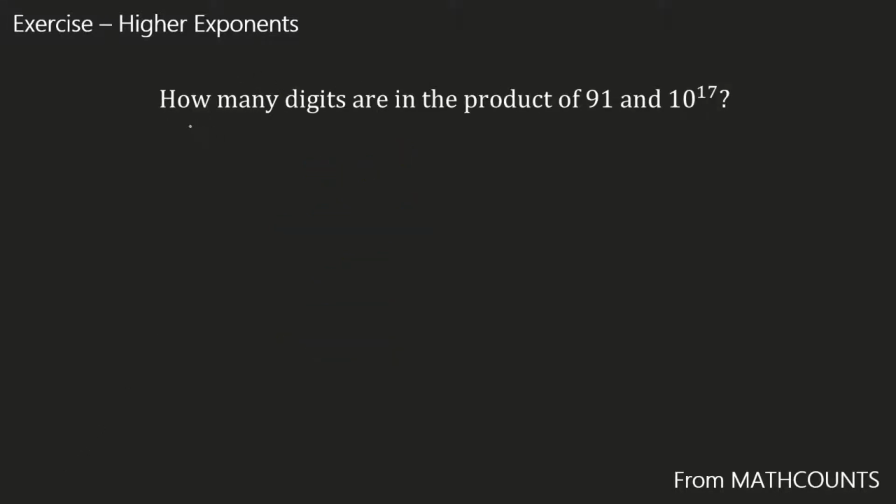Let's look at our next problem. How many digits are in the product of 91 and 10 raised to the power of 17? Okay, this number is fairly big, and it can appear quite intimidating. But if we think it through, it's actually pretty simple. So let's see, the product of 91 and 10 to the 17, which is 91 multiplied by 10 to the 17. So this is equal to 91 followed by 17 zeros. 91 followed by a bunch of zeros. And how many zeros are there? 17. Okay, so this is the final product.